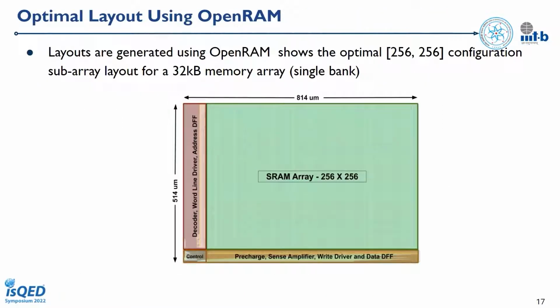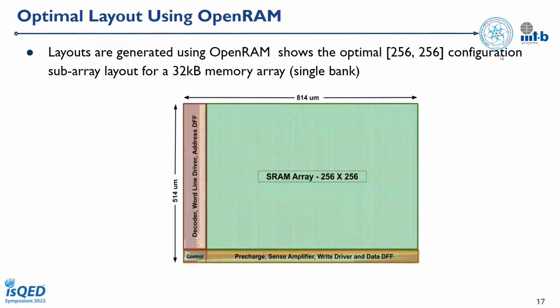Optimal layout using OpenRAM. The last stage of FastMem is to generate the layout. After obtaining the optimal memory configuration from CACTI, we feed the design parameters to OpenRAM to generate the layout of the memory array. The figure here shows the layout for the optimal 256 cross 256 subarray for a 32 KB memory array, which is a single bank structure generated using the OpenRAM.